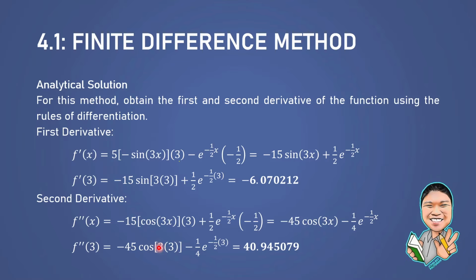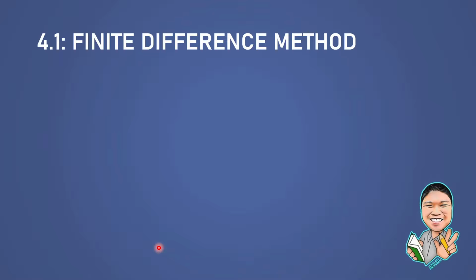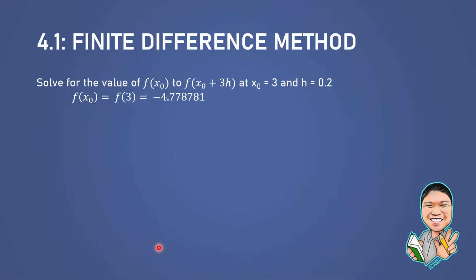Sige, simulan na natin using the forward finite difference. So, for the forward finite difference, isolve muna natin yung f of x sub o to f of x sub o plus 3h. At x sub o equals 3 and h is 0.2. Bakit hanggang dito lang? Ito yung another concern nyo, no? Bakit hanggang f of x sub o plus 3h lang?